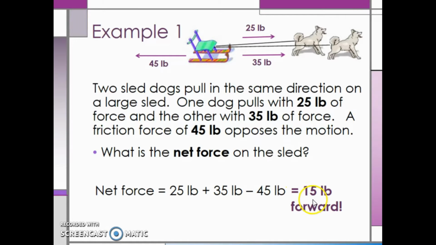This gives us a net force of 15 pounds forward. The net force is the overall force that the sled feels.